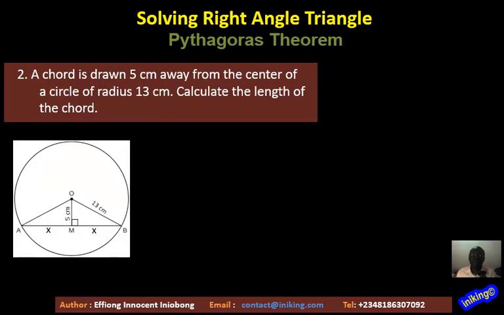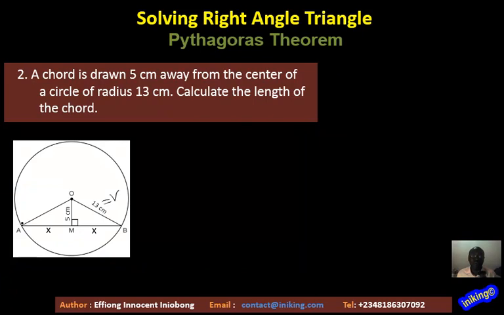We are told the chord is drawn 5 centimeters away. Again, we are using AB as our chord. It is drawn 5 centimeters away from the center. So that represents our OM. Please, the color of my marker is white. Let's go to black. That represents this from here to M. That's the distance of the chord from the center of the circle, 5 centimeters. And we are told that the radius of the circle, OB in this case here, is 13 centimeters. So that's our radius. We are asked to find the length of the chord.